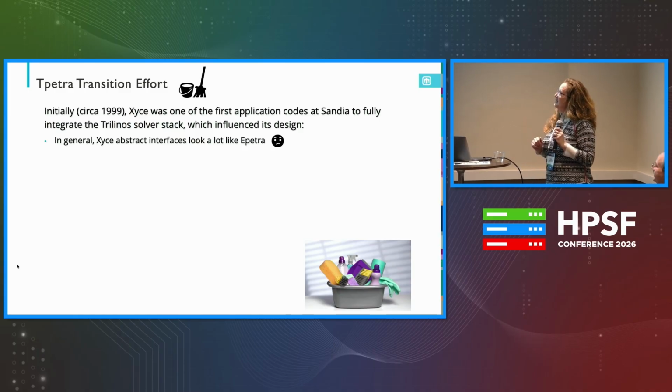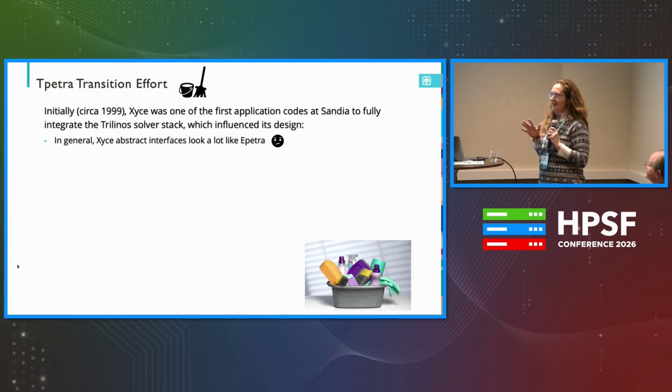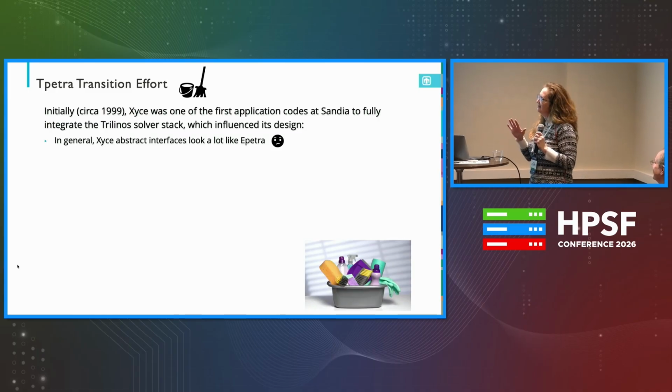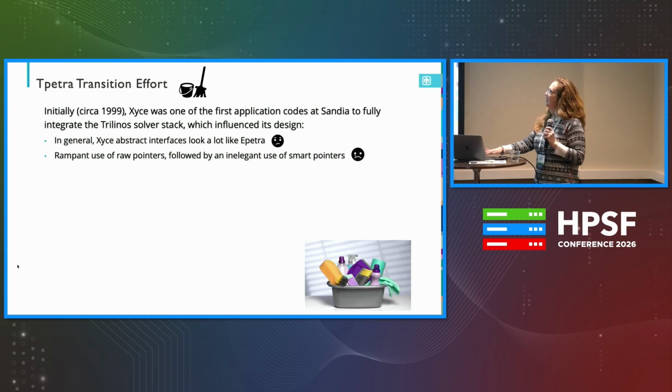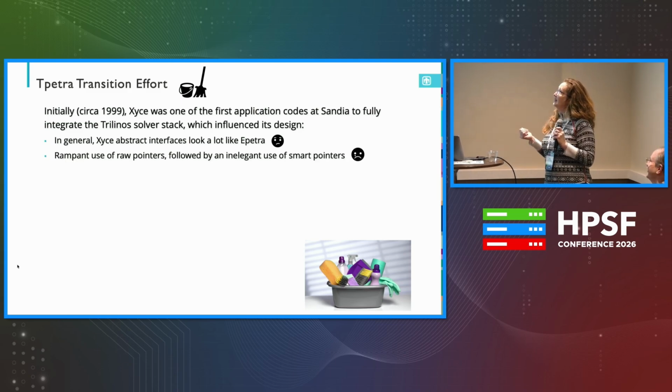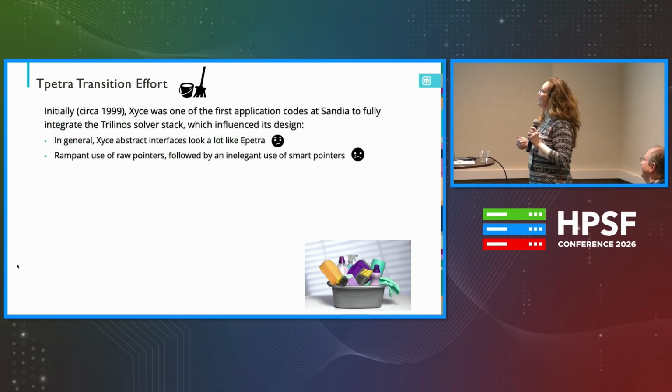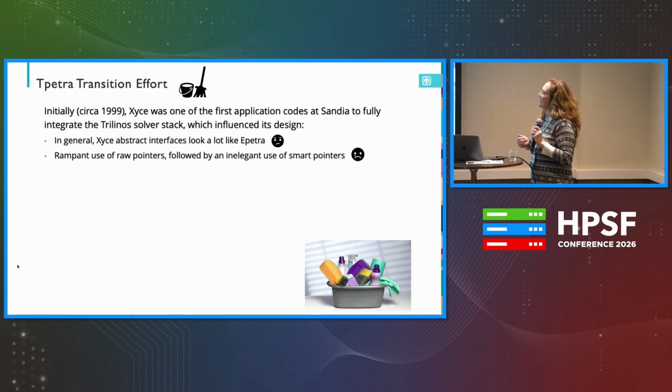Yeah, our abstract interfaces look a lot like Tpetra. Okay, I think that's all right. Tpetra is a little different, but that might be okay. Rampant use of raw pointers, followed by an inelegant use of smart pointers. Yeah, that was fun. That's a lot of fun right there. Can't say that's entirely taken care of, but I think I've got more of a handle on that now.